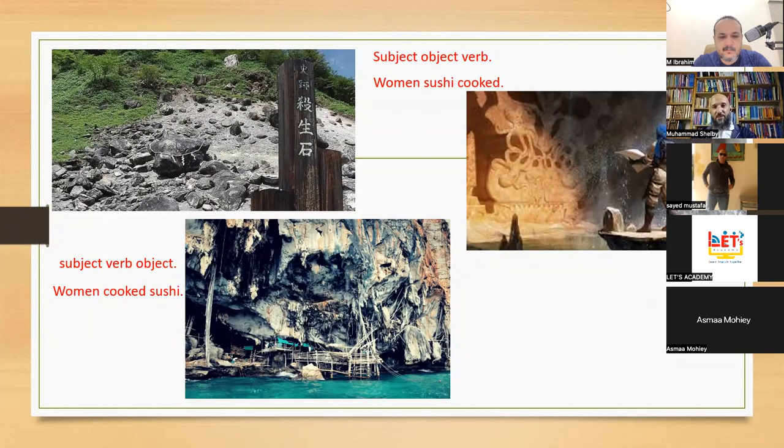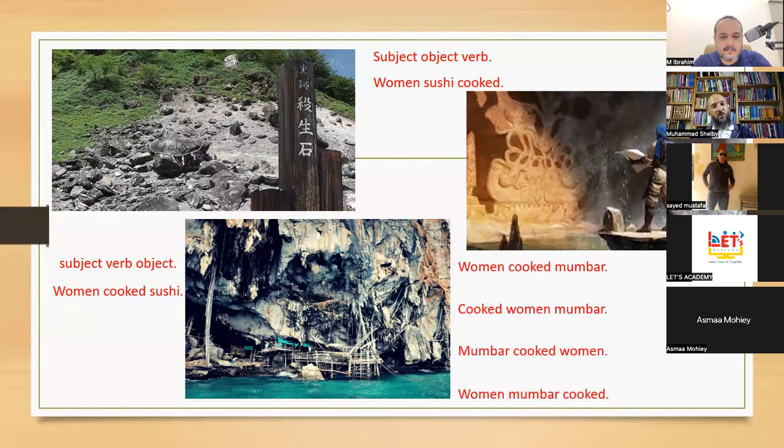Now, our ancestors, Arab people, what do you think they did? They were really on top of things. They came up with all different word orders in the world. So they had women cooked mumbar, cooked women mumbar, mumbar cooked women, women mumbar cooked. And if you translate all of these into Arabic, they're actually correct. You guys, your language is very difficult, a lot more difficult than English. And of course, the meaning of all these words depends on the tashkil.